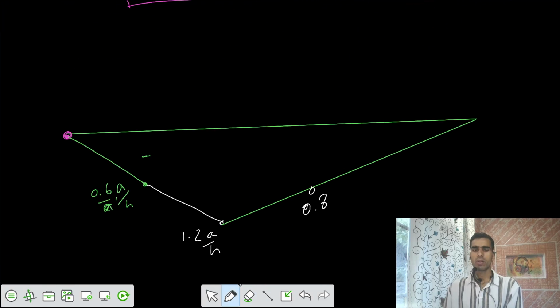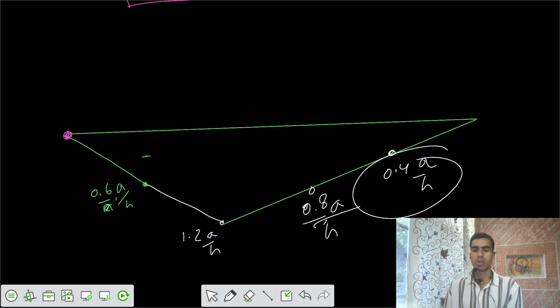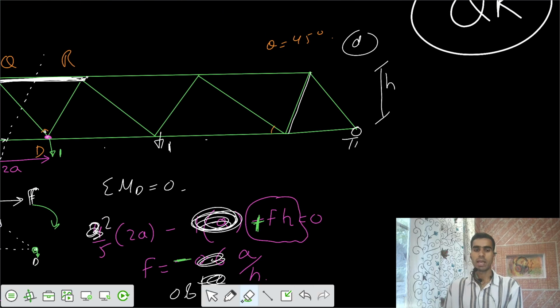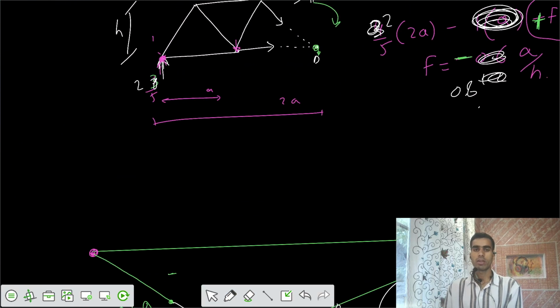And you can directly solve it by similar triangles also. You can get this one also by similar triangles. And this one would be 0.4 a by h also, when the load is placed at this point. So we got the ILD for this member also.